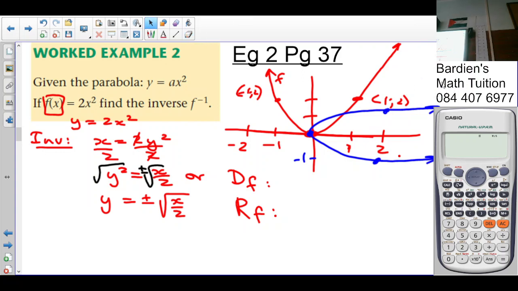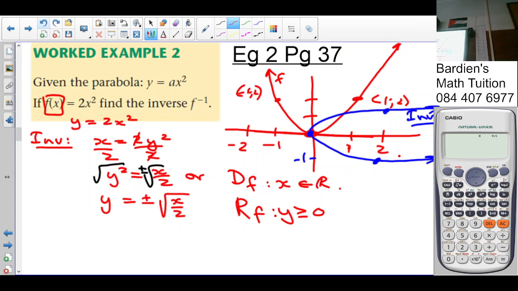This is the right inverse, before you get confused. The inverse. Okay, so what's the domain of this red graph here? X is an element of the real numbers. What's the range? Y is greater than or equal to 0.